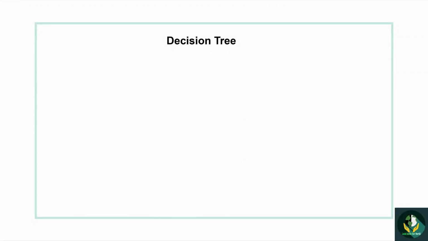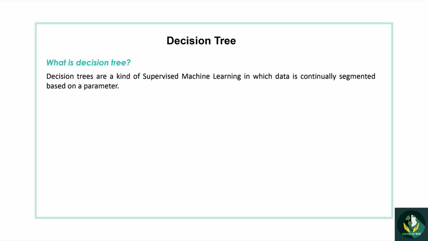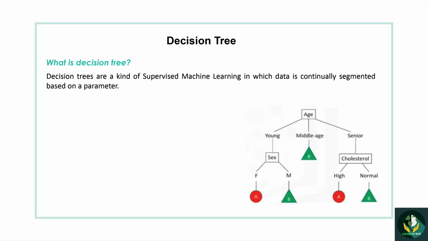Our next topic is decision tree. So what is the decision tree technique? It's a kind of supervised machine learning technique in which the data is being split continuously based on parameters. It breaks down a dataset into smaller and smaller subsets. The final result is a tree with decision nodes and leaf nodes. A decision node, example age, cholesterol, has two or more branches. The leaf node, example middle age, represents a classification or decision.